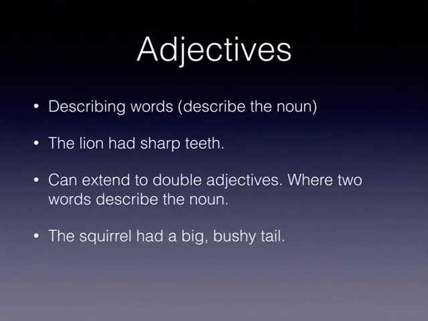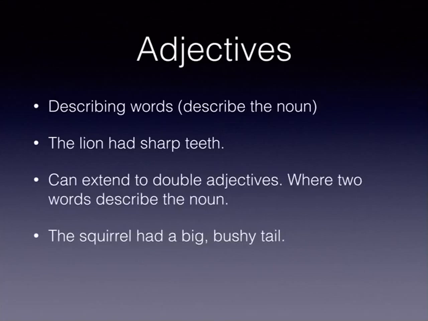So moving on, we have adjectives. Adjectives are simply describing words. They describe the noun. So the lion had sharp teeth. Teeth being the noun, sharp being the adjective. So it tells us that the lion had sharp teeth.